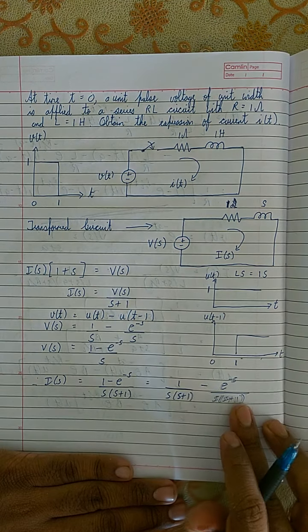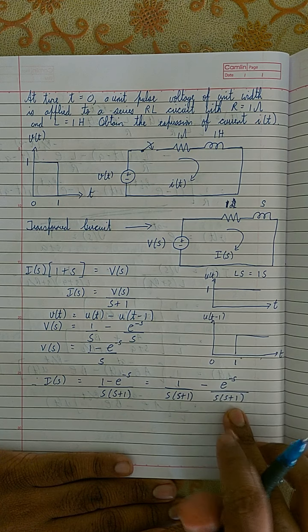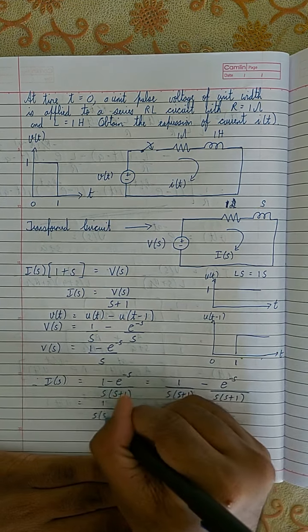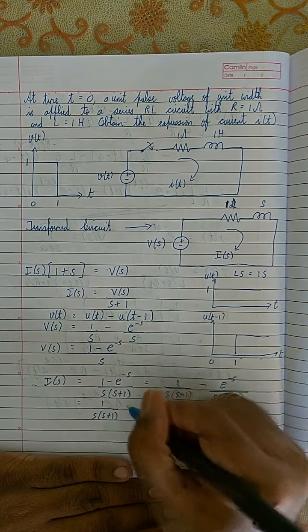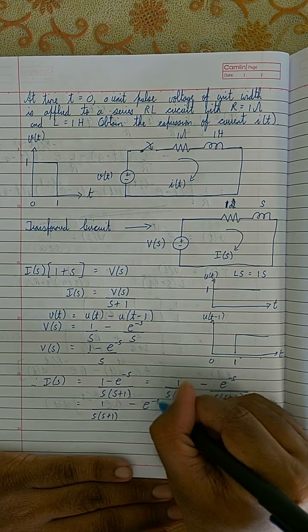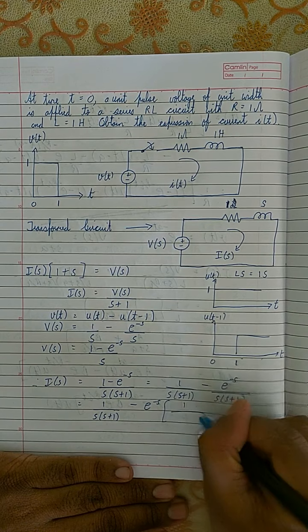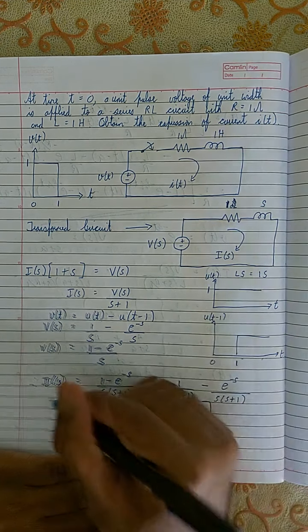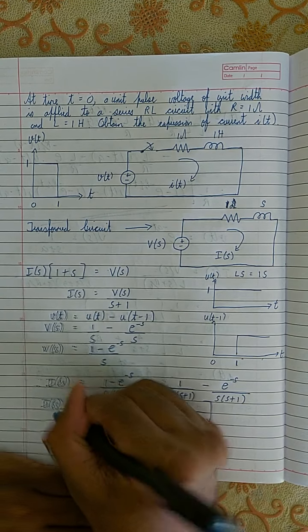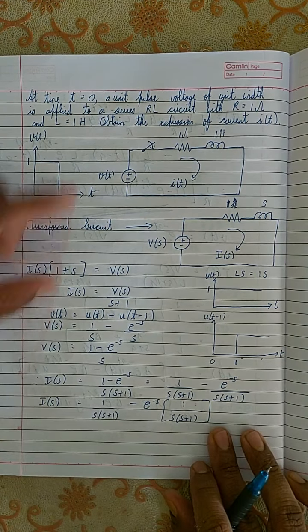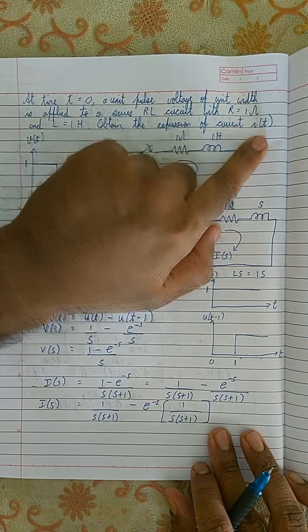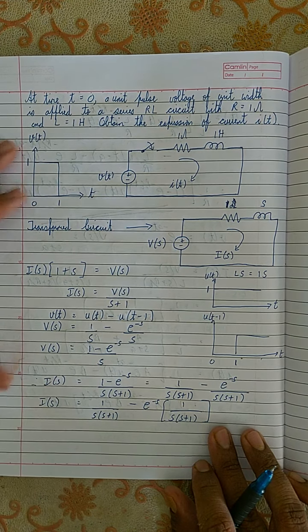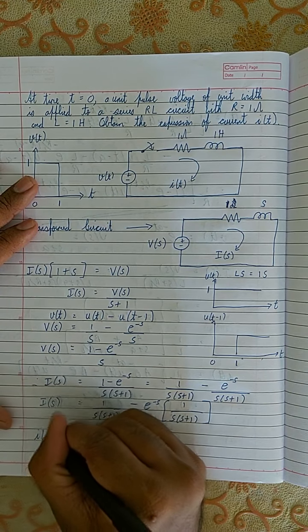Okay, or this can also be written as 1 by s into s plus 1 minus e raised to minus s into 1 by s into s plus 1. Okay, this is the equation for I of s. So now in order to find your answer, you need to find this value I of t.